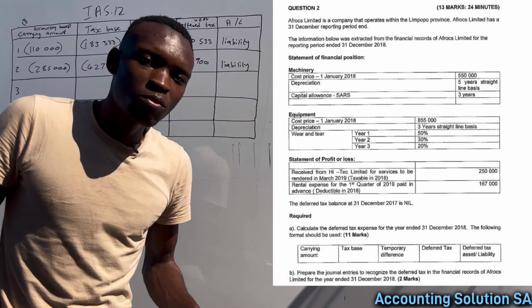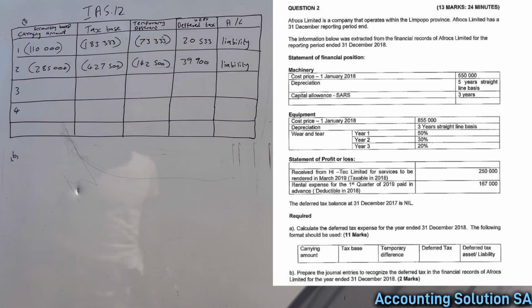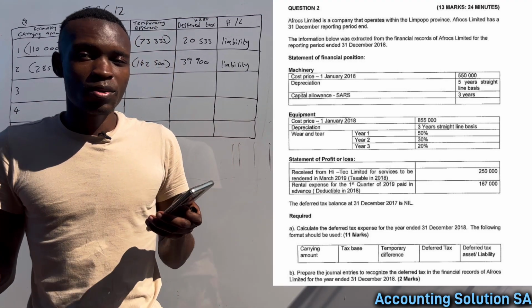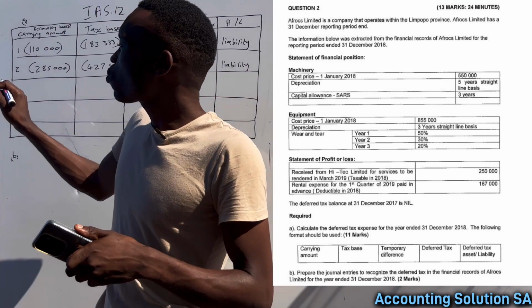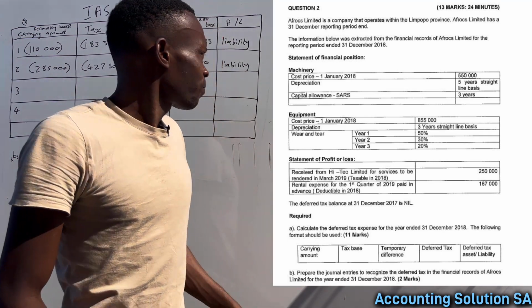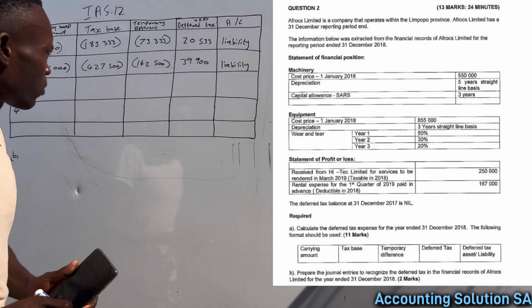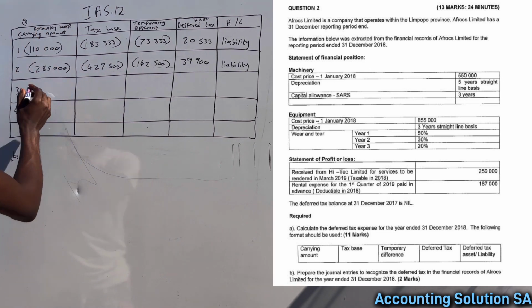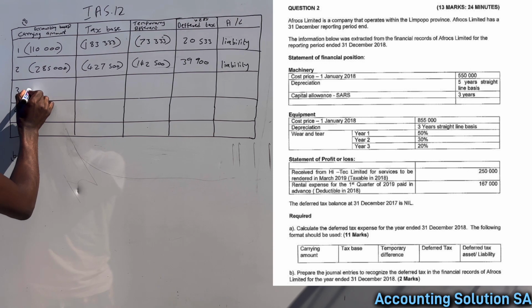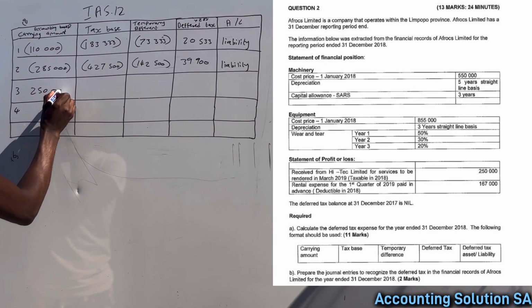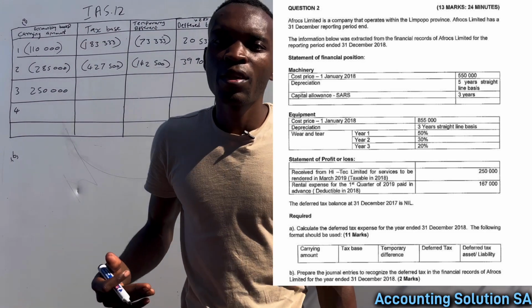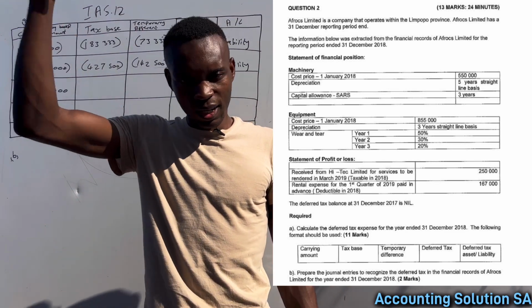Okay, when it comes to income received in advance, remember guys, because now we are dealing with accounting, each and every transaction is going to affect your accounting books. However, the question is always on this side. Okay, income received in advance, we are going to put it under liability, of course. It's going to be 250,000.